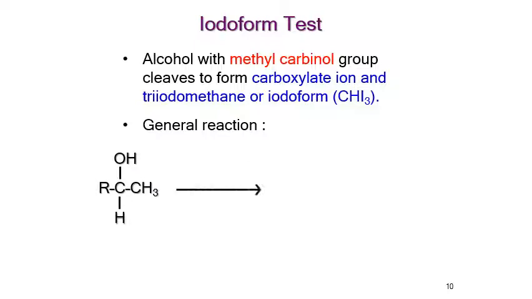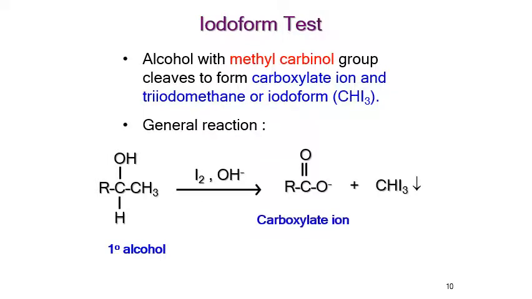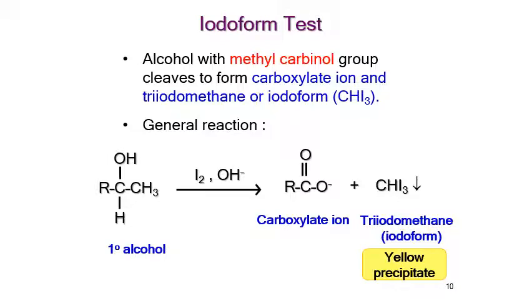General reaction: a primary alcohol treated with I2 and OH-. If this alcohol has a methyl carbonyl, it produces carboxylate ion and triiodomethane, or iodoform, precipitate. The color of the precipitate is yellow. So, if a yellow precipitate forms, it shows that the structure of the alcohol has a methyl carbonyl.